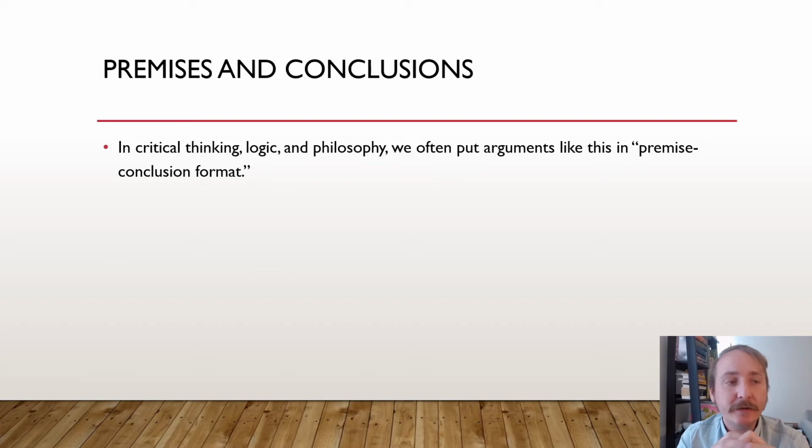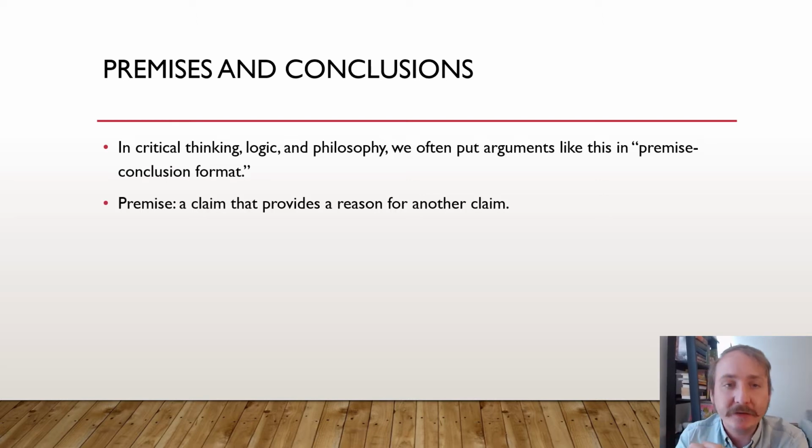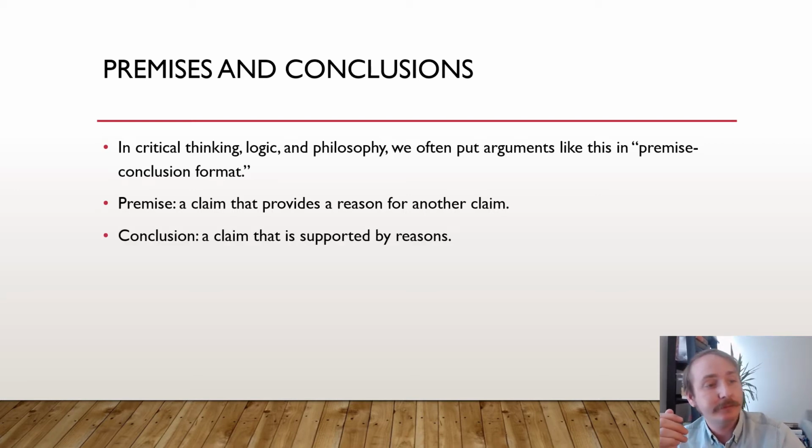Now, in critical thinking, logic, and philosophy more broadly, we often put arguments into what's called premise-conclusion format. And this is just a way of making it really explicit what counts as the support for an argument and what counts as the major conclusion of the argument. So a premise is a claim that provides a reason for another claim. It's the thing doing the supporting. And a conclusion is the claim that's being supported, right?